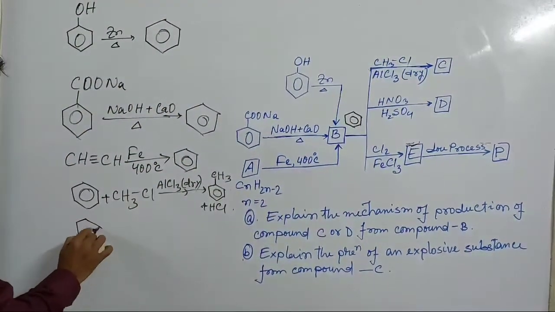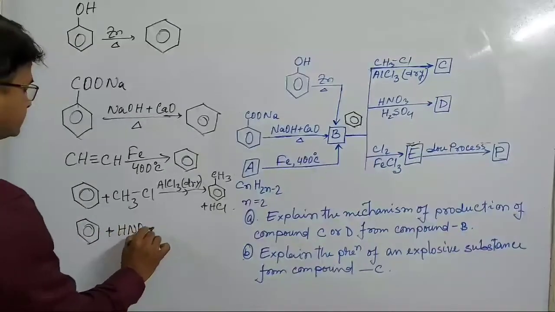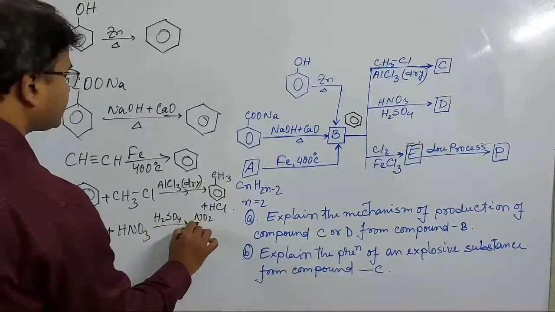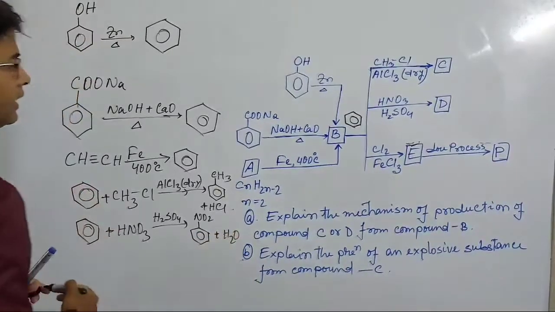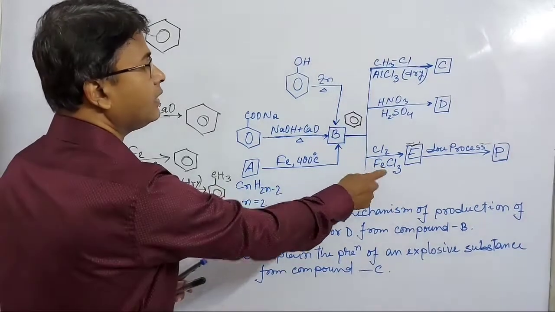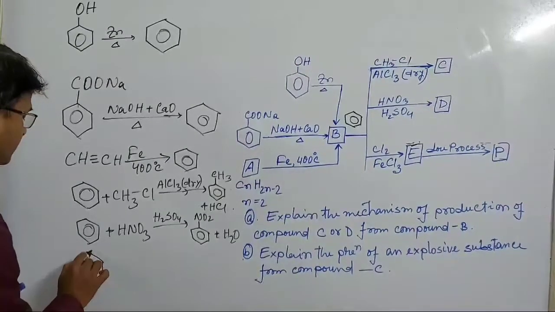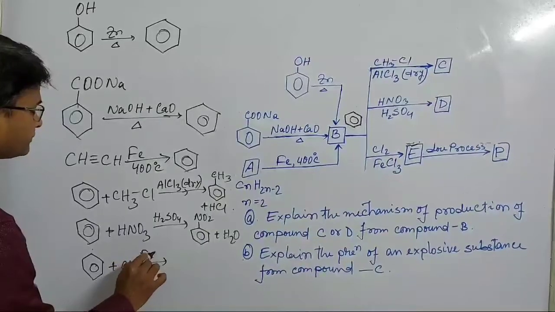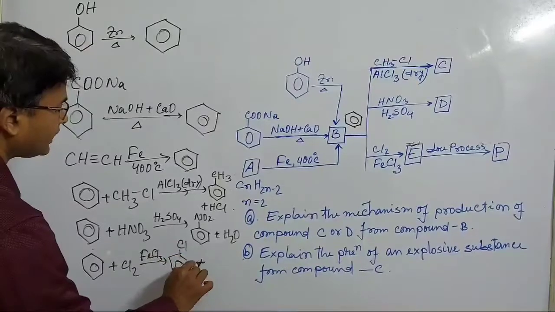Benzene reacts with nitric acid in the presence of sulfuric acid to produce nitrobenzene and water. And the third one is benzene reacts with chlorine in the presence of ferric chloride to produce chlorobenzene and hydrochloric acid.